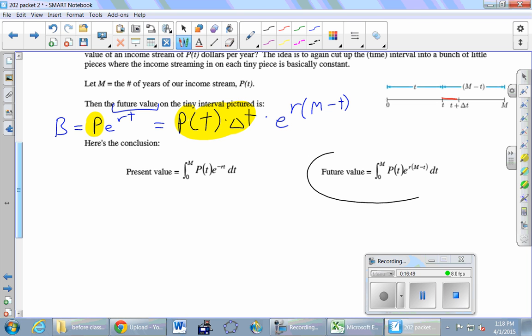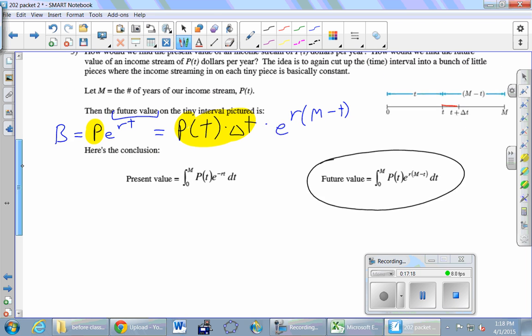It's written down here. This is the calculation that we just did. P of T, that's part of what's highlighted in yellow. The delta T becomes the dt. E to the R times (M minus T) is right up there. And then integrating from 0 to M, do we buy it? That's just all of your slices live between 0 and M. Same idea for the present value. We didn't do it, but it has that e to the minus RT because that's the present value version of that formula.